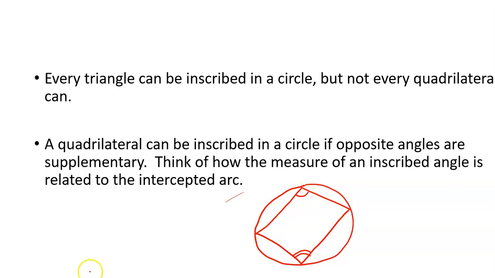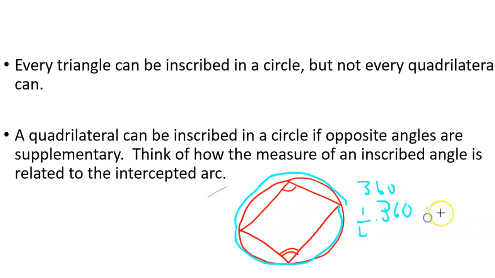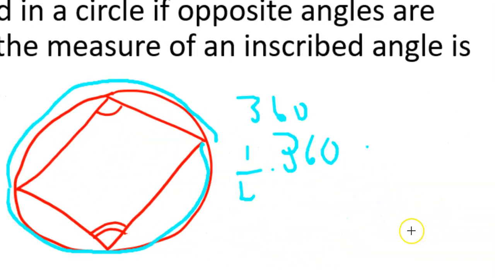So the one angle up at the top, let's say, intercepts an arc that goes from here all the way around. And the other one intercepts an arc that goes from here around there. So the two of those add up to 360. Well, if each of those angles is half the intercepted arc, half of 360 is 180. All right, so they are supplementary.